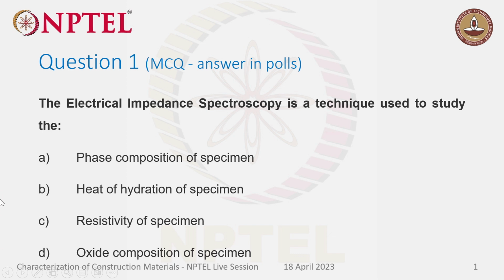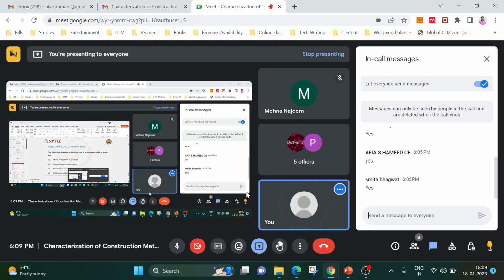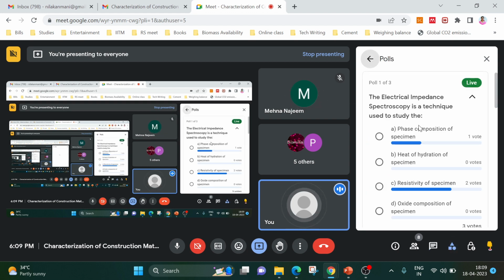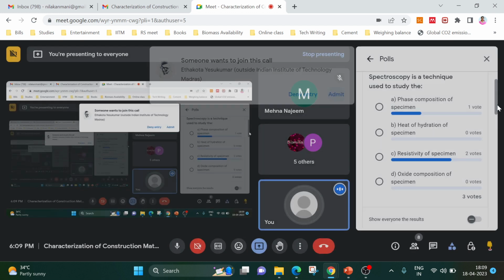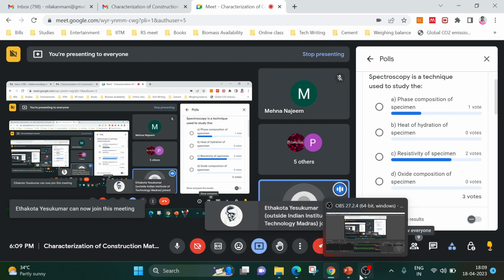Time is up. Let's see the class response. No answers in chat box. Fine. Checking polls. Someone of you has chosen phase composition and 2 of you have given resistivity of specimen. Fine. Let's see what is the right answer.